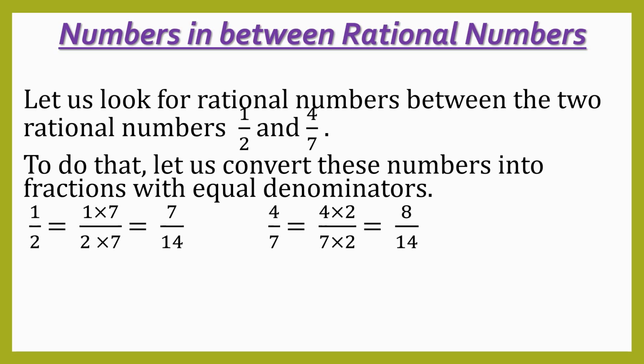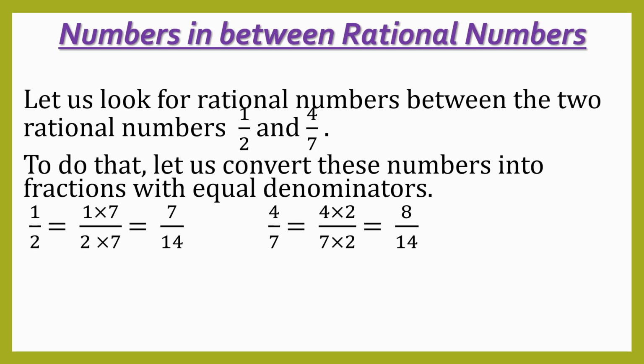We have already seen how to convert into the same denominators, that is by using LCM. So we have to take the LCM of 2 and 7. Now the LCM of 2 and 7 is 14. So for 1 upon 2, in the denominator we have to bring 14. Here it is 2. So if you multiply 2 into 7, you get 14. Now when you multiply the denominator by 7, then in the numerator also we are going to multiply by 7. So 1 upon 2 will become 1 into 7 upon 2 into 7, which is equal to 7 upon 14.